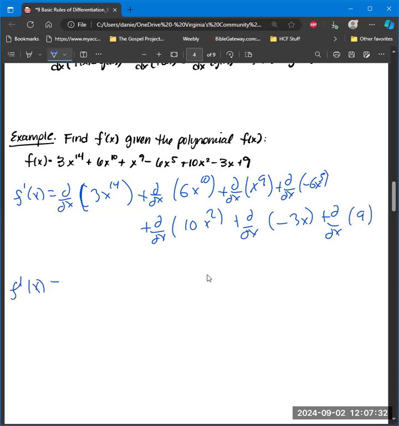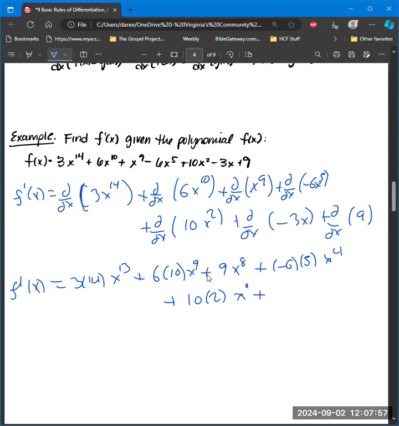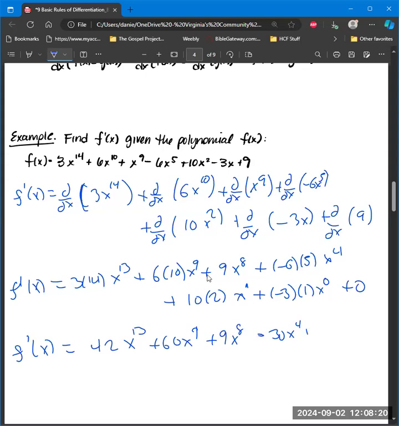So f prime of x is going to be equal to 3 times 14x to the 13th, plus 6 times 10x to the 9th, plus 9x to the 8th, plus negative 6 times 5x to the 4th, plus 10 times 2x to the 1st, plus negative 3 times 1x to the 0, plus 0. f prime of x will be 42x to the 13th plus 60x to the 9th plus 9x to the 8th minus 30x to the 4th plus 20x minus 3.